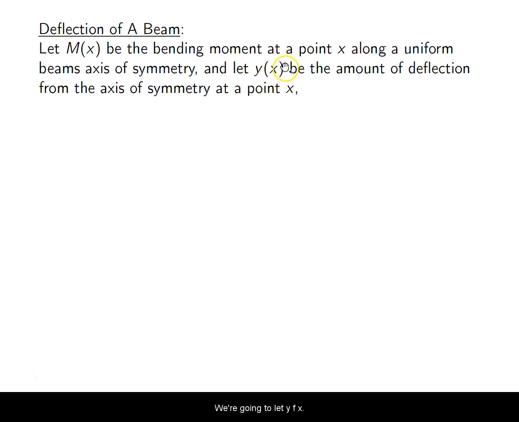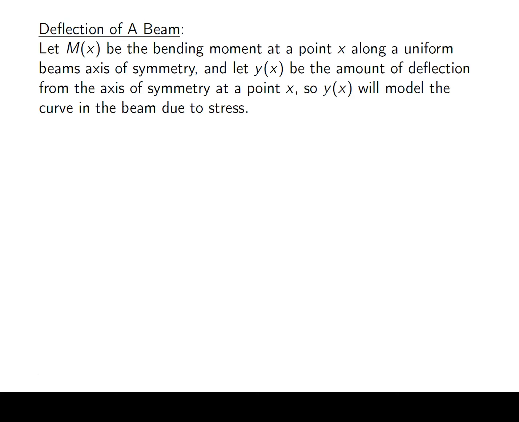We're going to let y of x be the amount of deflection from the axis of symmetry. So again, if we're setting the beam up and down, the axis of symmetry is the up and down axis. Okay. So here what we're going to do is at any point along that line, we're going to look at how far our beam bends away from what would be its standard up and down or left to right position. Okay. So our model here for y of x is going to basically be the curve that is in our beam that is due to stress.